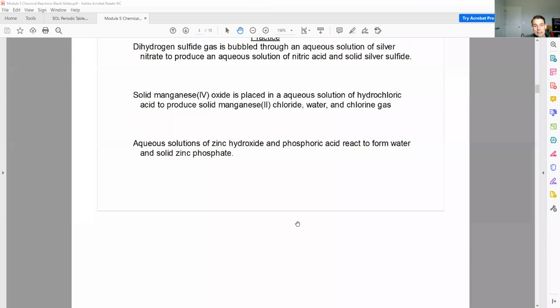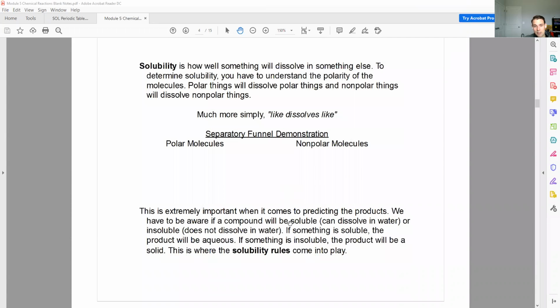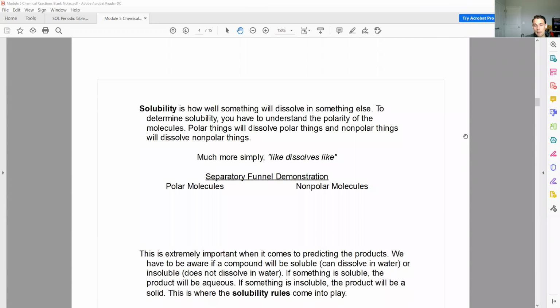But there is just one last thing I want to just briefly touch on because we're going to be talking more about this later, and that's solubility. Solubility is basically how well something can dissolve in something else. To determine solubility, you have to understand the polarity of molecules, which we know. We've already done polarity. And we know polar things will dissolve polar things and non-polar things will dissolve non-polar things.